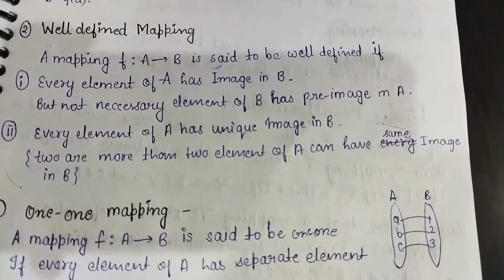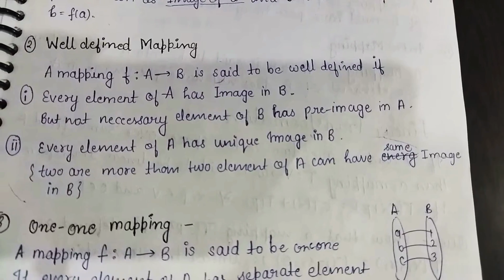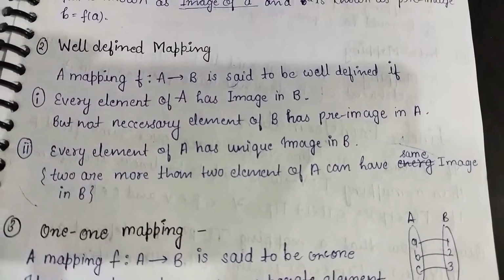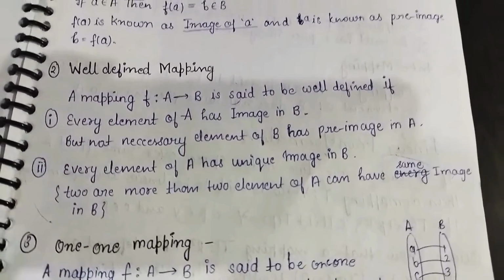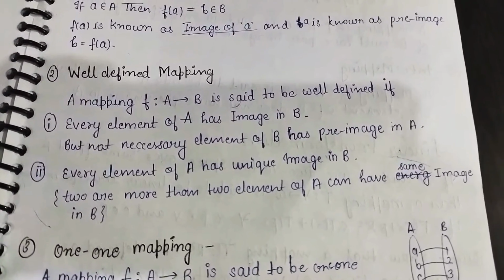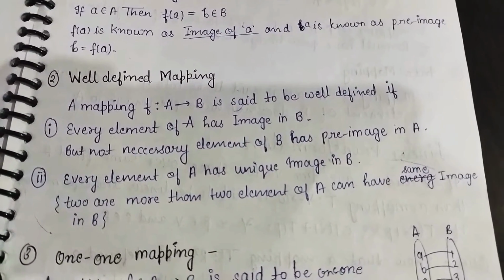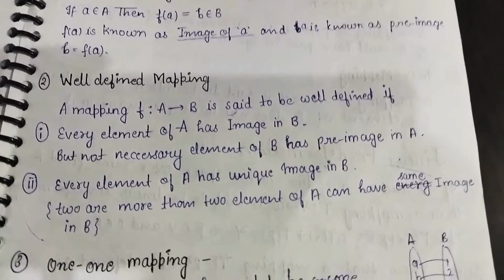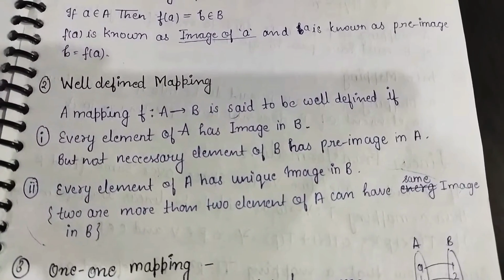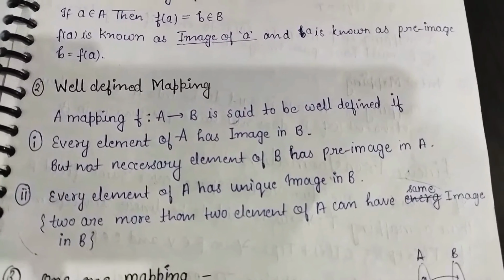Now the second one is well-defined mapping. A mapping F: A → B is said to be well-defined if every element of A has an image in B, but it is not necessary that every element of B has a pre-image in A. The second point is that every element of A has a unique image in B. Two or more elements of A can have the same image in B.